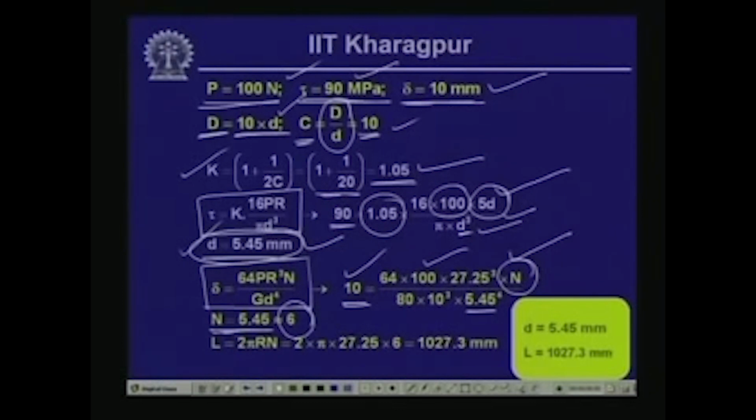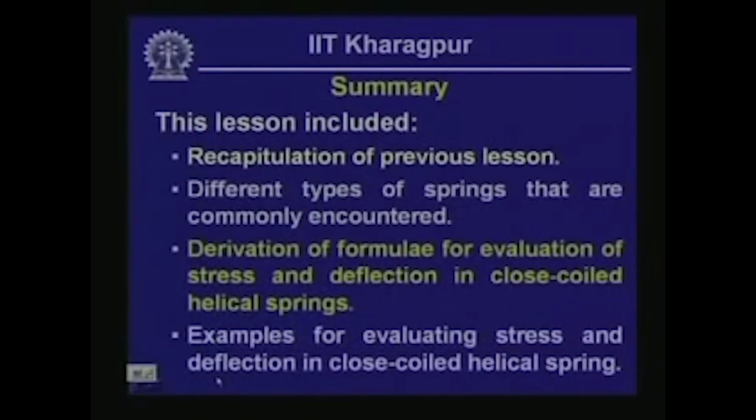So, if we use a round figure of this number of turns, which is 6, then as we have seen, the length of the wire that will be required: one turn is of length twice pi r, where r is the mean radius and n is the number of turns. So, the mean radius here is 27.25 millimeter, and if we take 6 turns, then the length of the wire which we need is equal to 1027.3 millimeter. So, the diameter of the wire which we need is 5.45 millimeter, and the length of the wire which we need is 1027.3 millimeter for forming this spring.